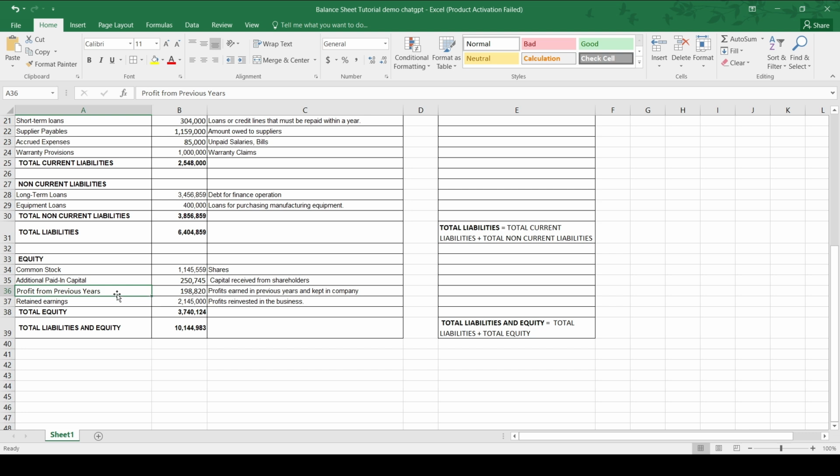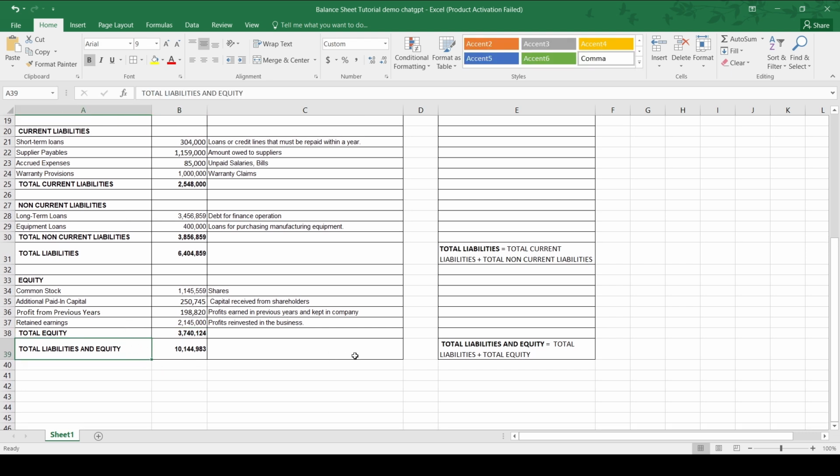Profit from previous years can also come under the equity. Profits the company has made and reinvested into other businesses come under the retained earnings. When we sum up or add all these accounts, we get our total equity. And then we have total liabilities and equity. When we add total liabilities with the total equity, we get our total liabilities and equity.